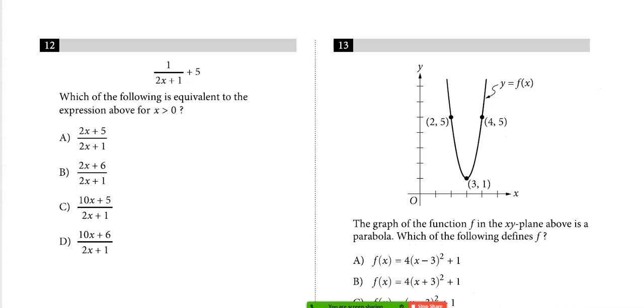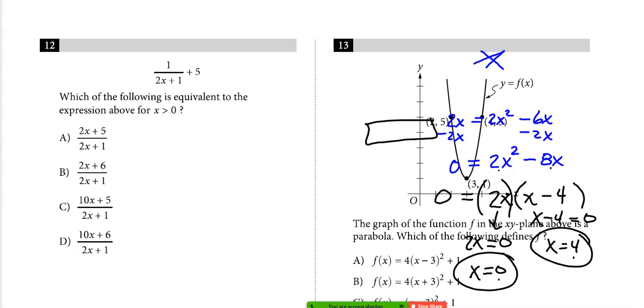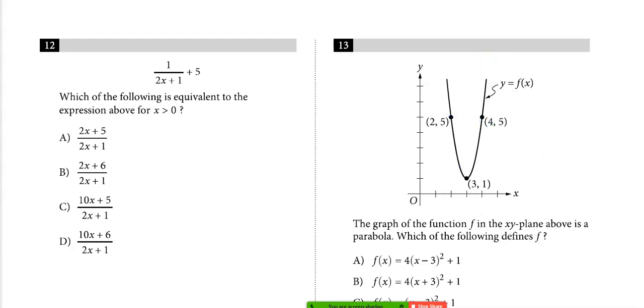Number 12, which of the following is equivalent to the expression above when x is greater than 0? So there's two ways typically to solve these problems. There's the hardcore algebra way, and then there is a, hey, pick a number and stick it in way. If you're not very good at algebra, I would pick a small number and plug it in and see what you get. So for instance, I'm going to just quickly go this route.